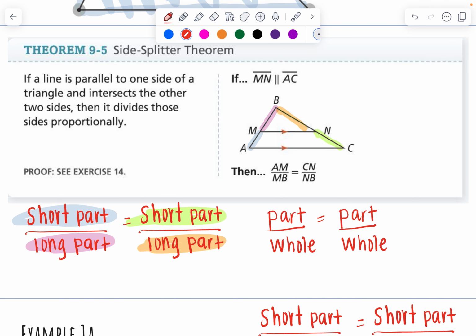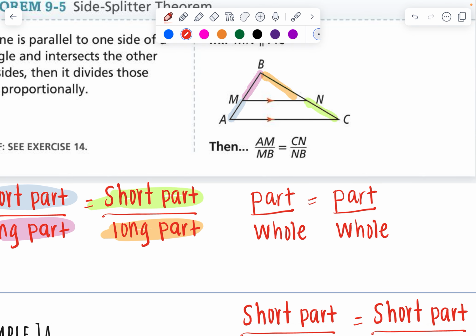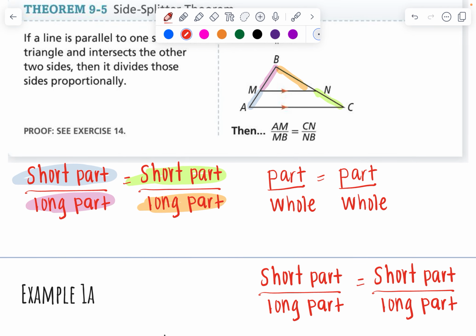Also, you can do one of the parts, either short or long. So either the short part over the whole side or the long part over the whole side. So let's look at some examples.